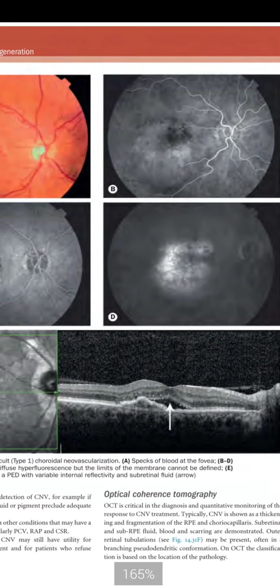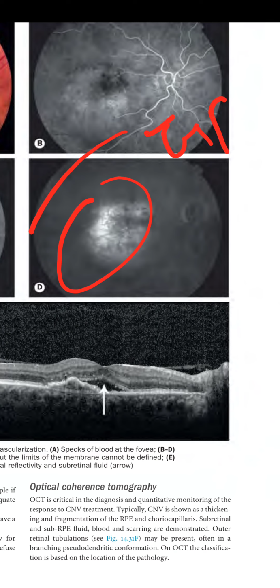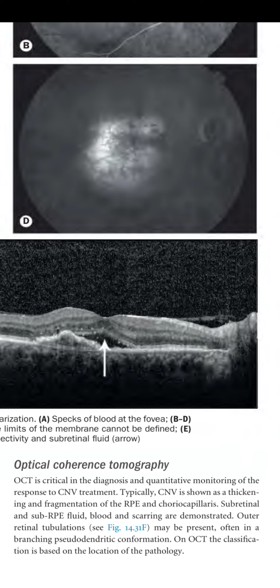Next, on the basis of OCT, how the CNV is defined. If the CNV is present beneath the RPE, it is known as type 1, and if it is at the subretinal, it is known as type 2. OCT is critical in the diagnosis and quantitative monitoring of the response to the CNV treatment. Typically, CNV is shown as a thickening and fragmentation of the RPE and the choriocapillaris. So there will be the thickening and fragmentation of RPE. Subretinal and sub-RPE fluid, blood, and scarring are demonstrated. Then outer retinal tubulation may be present, often in a branching pseudodendritic conformation.